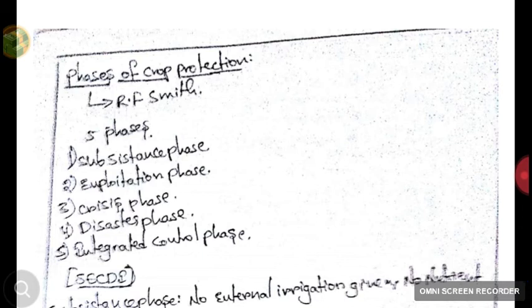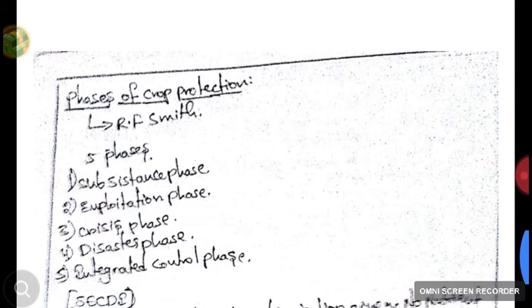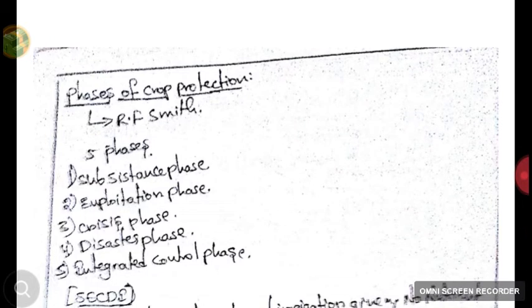About the phases of crop protection. What are the phases of crop protection? The phases of crop protection were given by R.F. Smith. He described the 5 phases which can be remembered by using the shortcut SECD.